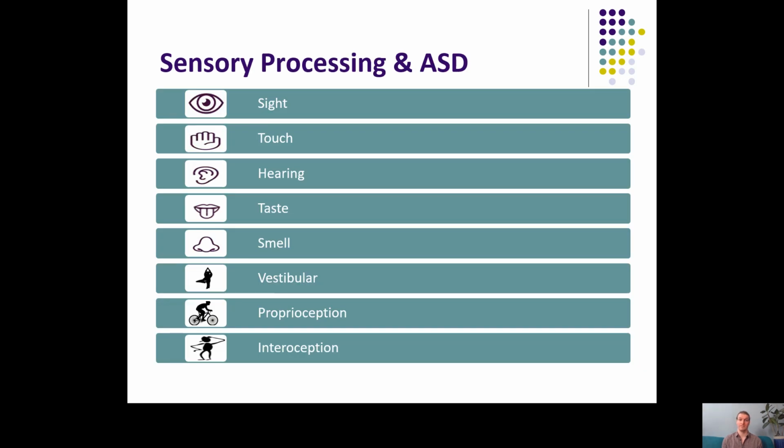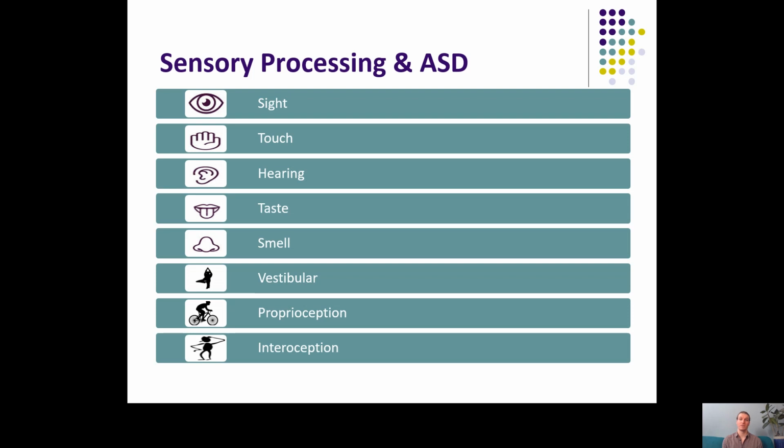So, on to today's presentation, sensory processing and autism spectrum disorder. So there are 5 senses that everyone has: sight, touch, hearing, taste, and smell. And being on the autistic spectrum, your processing of these senses might be quite different to the neurotypical population. So for example, you might be quite overly sensitive or undersensitive to any of these senses. But we also have some lesser known senses that aren't as commonly understood. These are called vestibular, proprioception, and interoception. And we'll be talking about those in the next few slides.